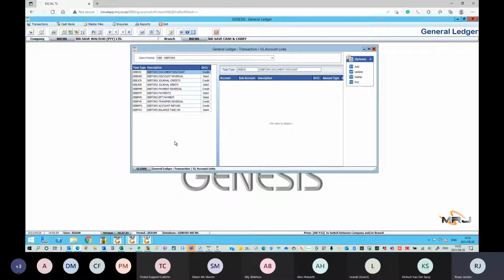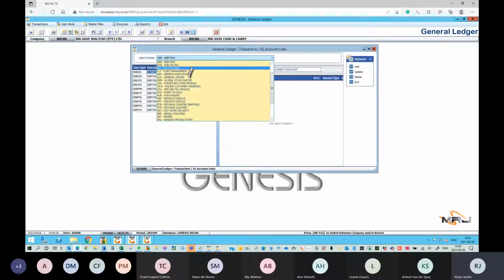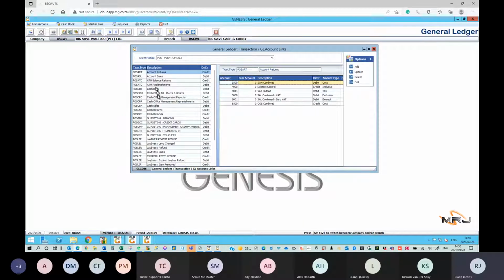If I go in here, I'm just going to show you an example. I know Pastel's got it, IQ's got it, everything's got it. If you start sketching around, you'll find it. So if I go to sales, so sales is point of sale, and I want to look at a cash sale. So if I go here, this is cash sales. If I click here, now the system will tell me what GL accounts get updated with what amount.